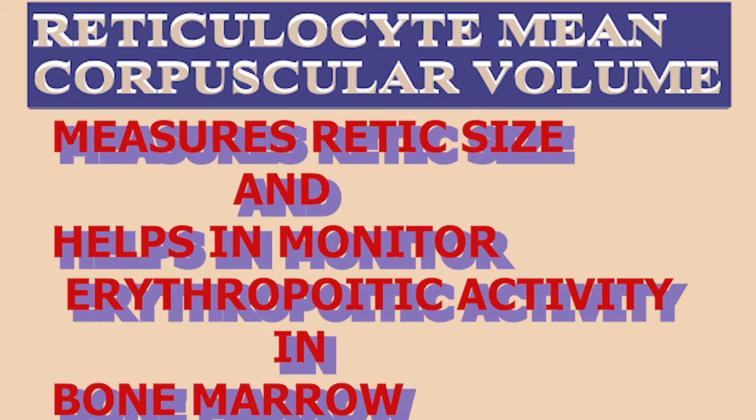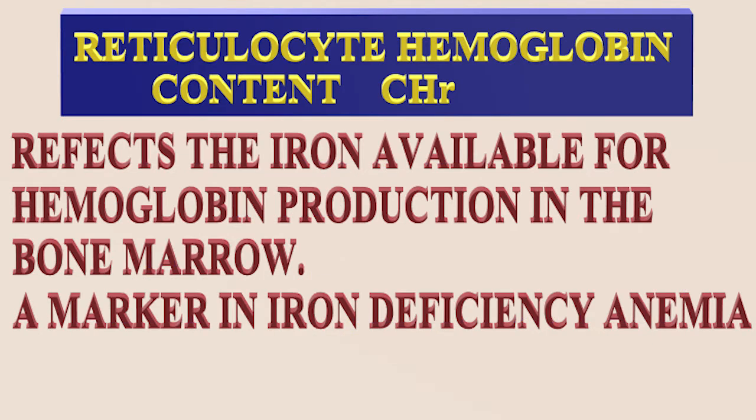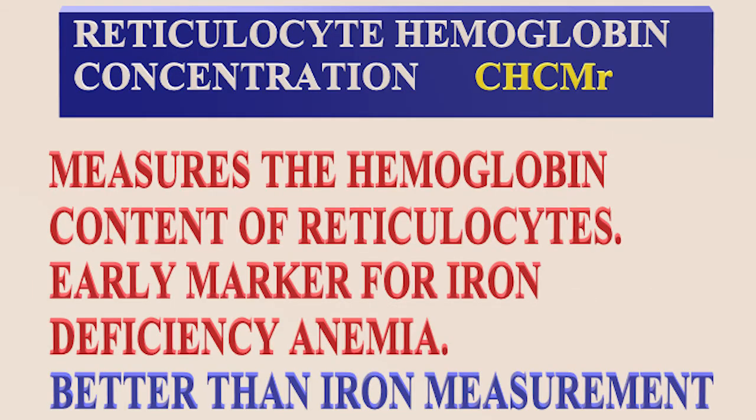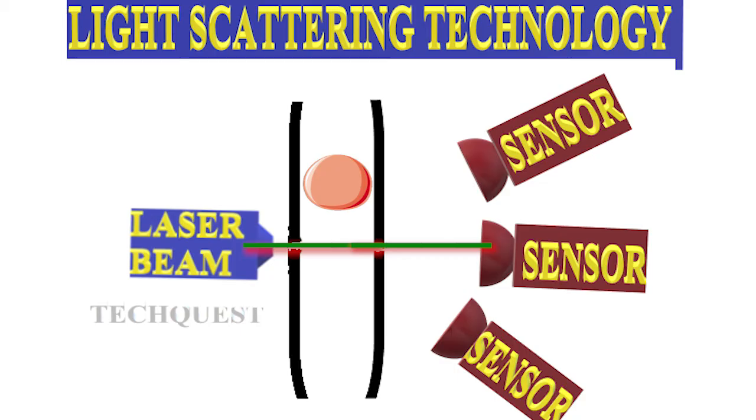CHr is reticulocyte hemoglobin content, which reflects the amount of iron available for hemoglobin production in the bone marrow. It is used in iron deficiency anemia as a marker. CHCMr, reticulocyte hemoglobin concentration, measures the hemoglobin content of reticulocytes. It is an early direct measurement of available iron for erythropoiesis. It has greater sensitivity and specificity for diagnosis of iron deficiency than iron measurement.